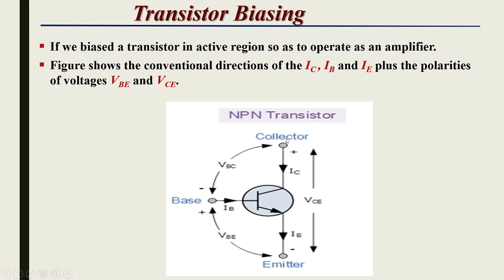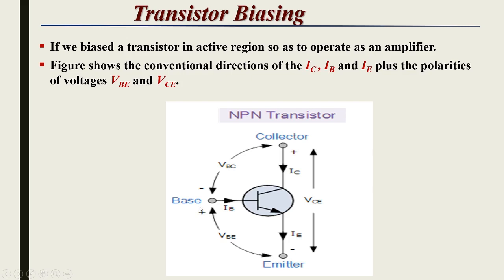This is the collector. The current flowing through this collector terminal is called the collector current, IC. The current flowing through the base terminal is called IB, and the current flowing through this emitter terminal is treated as IE, the emitter current.